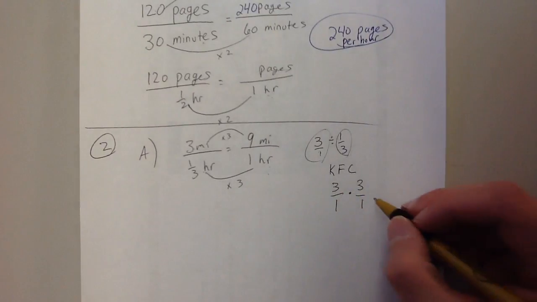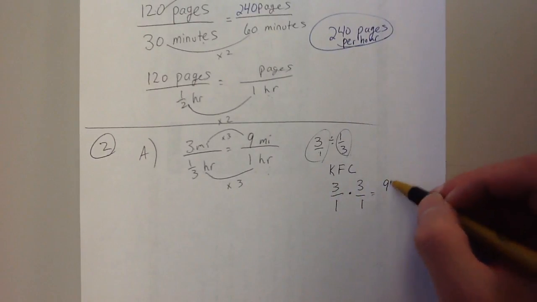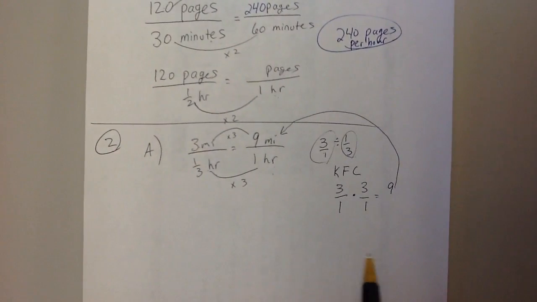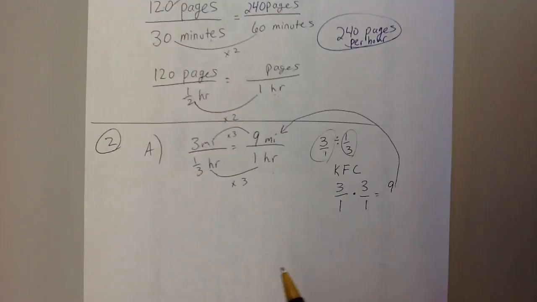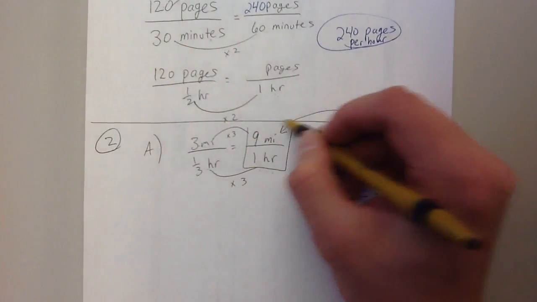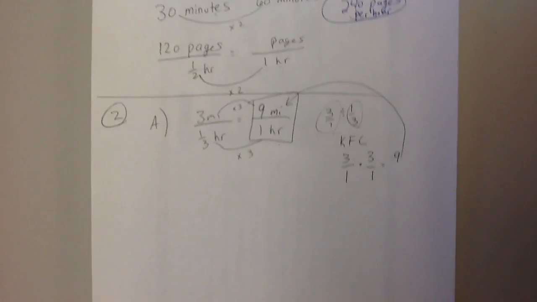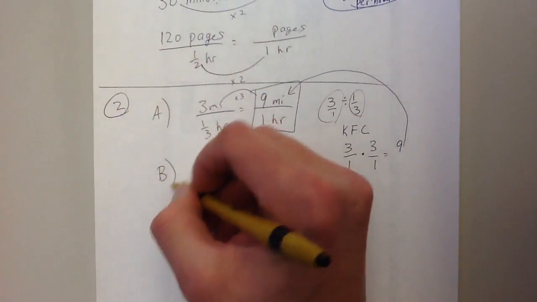I have 3 times 3, which is 9, right? Which is what I got right here, 9 miles per hour. So either way you want to think about it will give you the same answer. All right, so option A is 9 miles per 1 hour. So we have to do the other two, letters B and C, to figure out which one's the fastest in miles per hour.